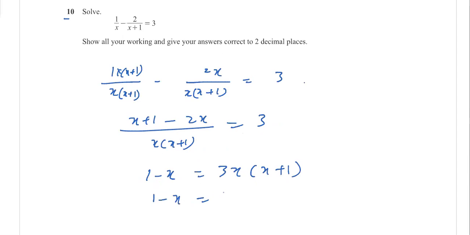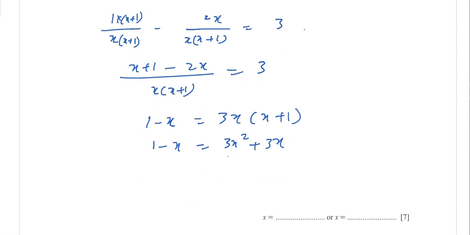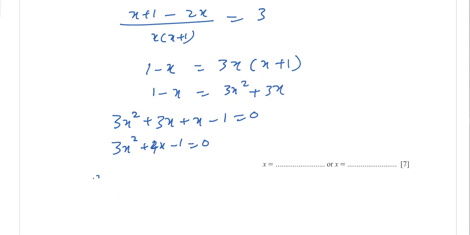1 minus x equals 3x squared plus 3x. From here, I can make it a quadratic. 3x squared plus 3x plus x minus 1 equals 0. 3x squared plus 4x, sorry, minus 1 equals 0. You can use your quadratic formula. A is equal to 3, b is equal to 4, and c is equal to minus 1.